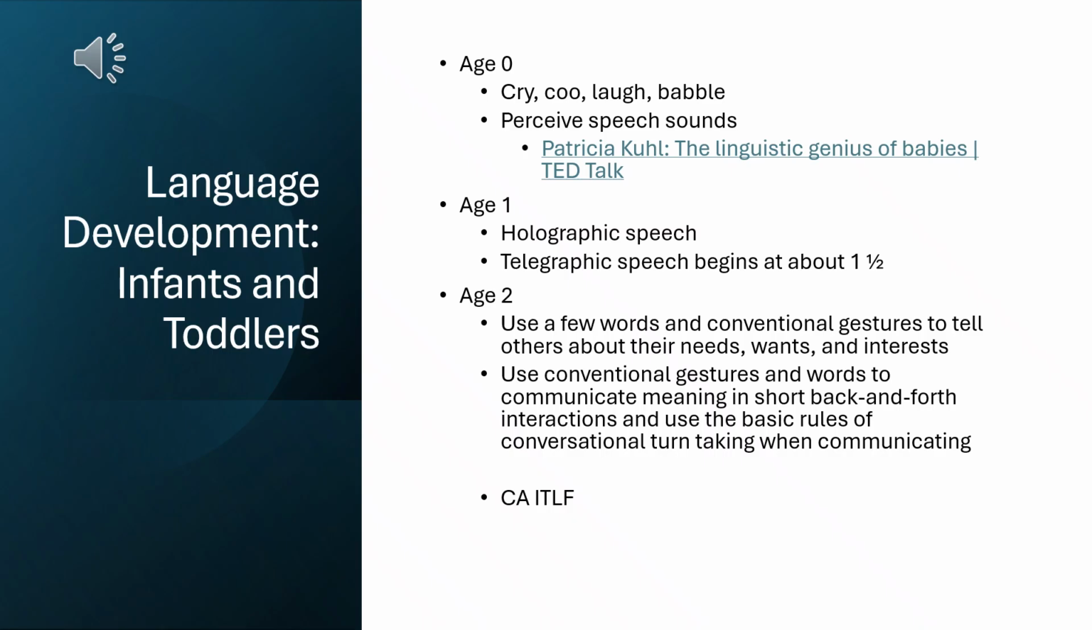we expect them to cry, coo, laugh, and babble. Cooing is making vowel sounds, ah, ooh. Babbling is making consonant sounds, so ba, ba, ba, ka, ka, ka, would be babbling. That is what children can do in terms of expressive language very early on.